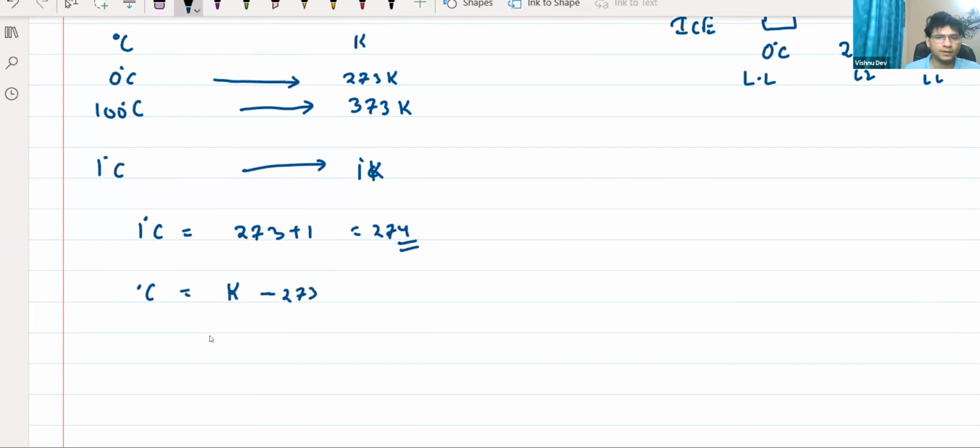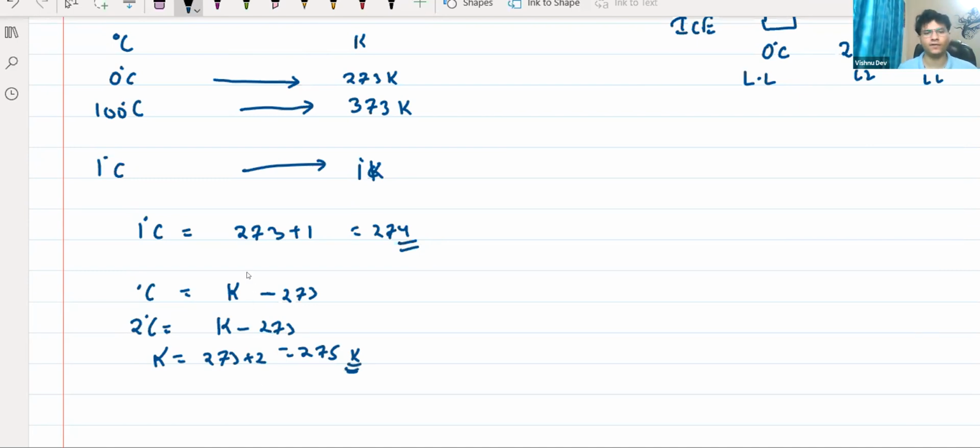Kelvin minus 273. Right? Because if you talk about 2 degrees centigrade, it is equal to how many Kelvin? K will be 273 plus 2, which is 275 Kelvin. It is in Kelvin. Yes or no? So obviously we should have a formula. I will tell you the formula.